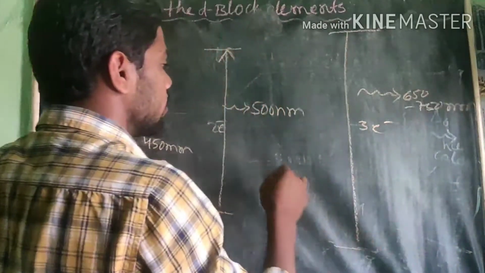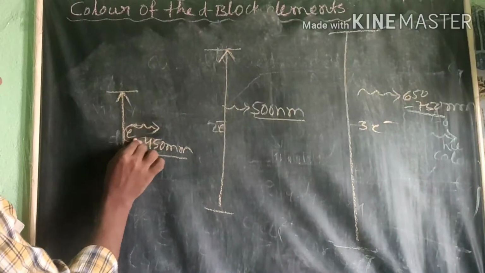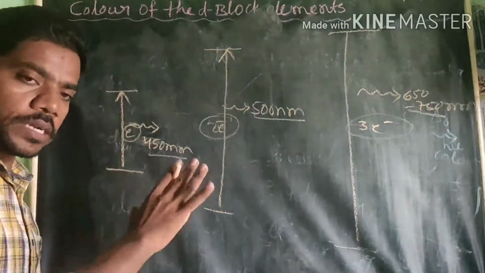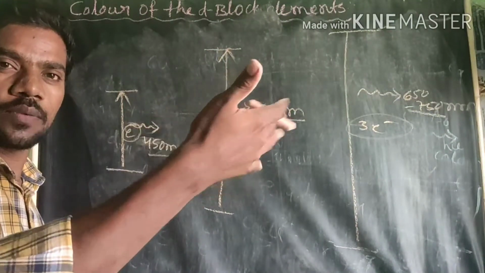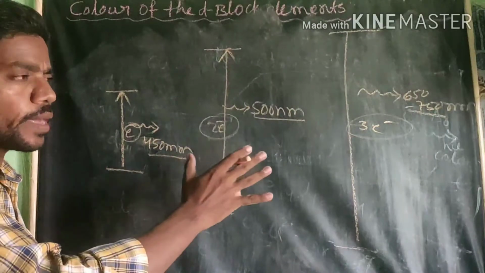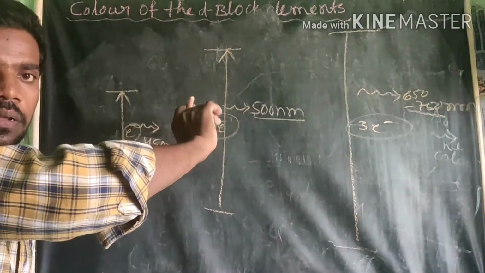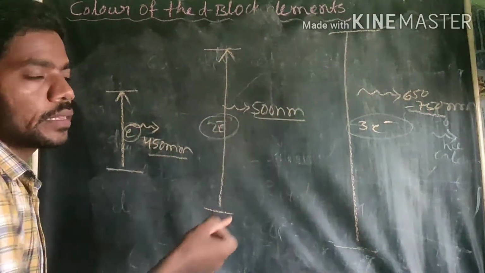You see here, this emission wavelength depends upon the number of unpaired electrons: 1 unpaired electron, 2 unpaired electrons, 3 unpaired electrons. Therefore, all d block elements have different numbers of valence electrons, 1, 2, 3, 4 like this. Based on the number of unpaired electrons, the emitted light will be of different wavelength.